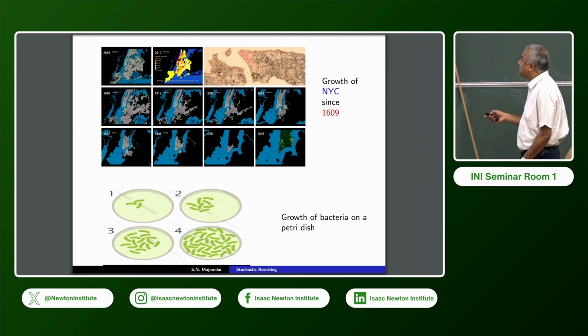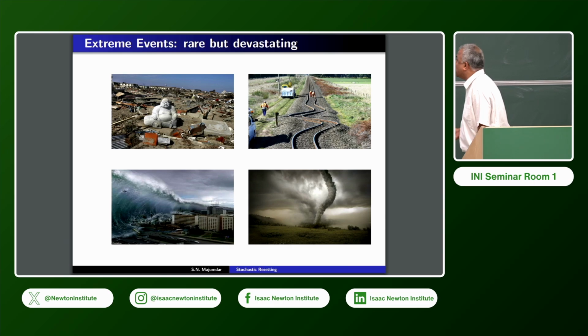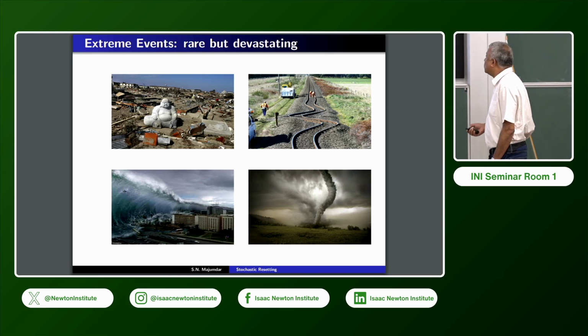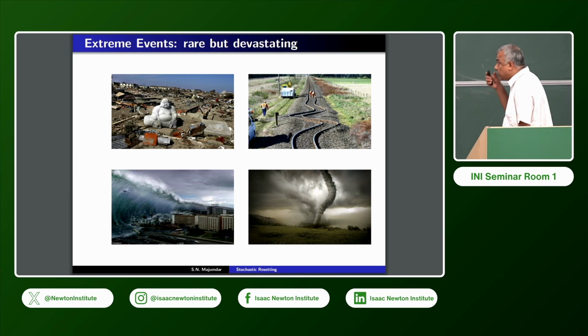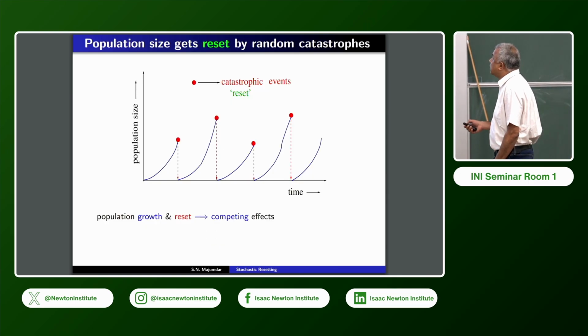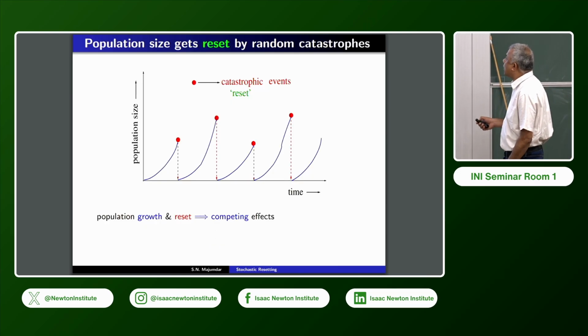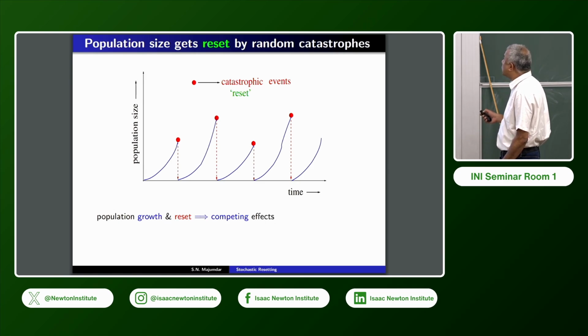Now, if it was just growing, then it would be boring. But what happens is that there are extreme events, which are rare events, like, for example, earthquake or tsunami or typhoon, etc. They do not happen all the time, but when they occur, their effects can be devastating, and can wipe out, for example, the population of a city. This is a schematic graph. With time, the population is increasing almost exponentially. Then some catastrophic event occurs, and the population size goes almost down to zero. This is the resetting, basically.